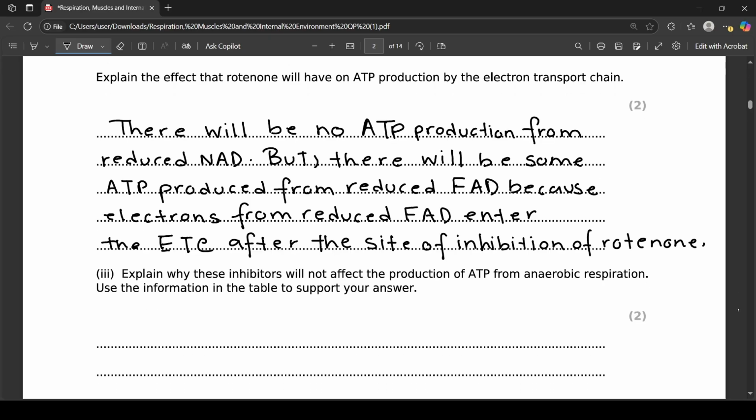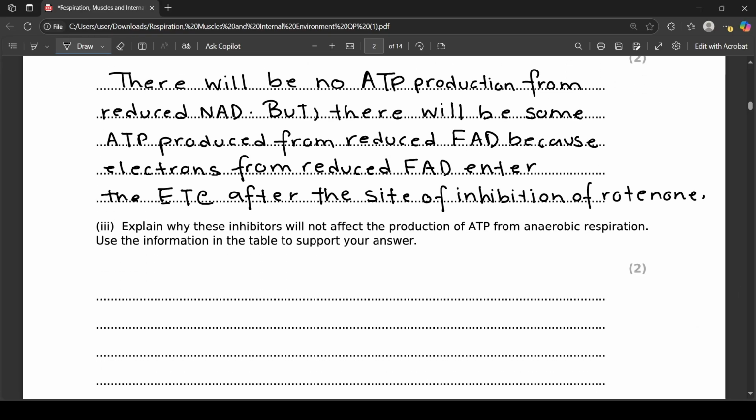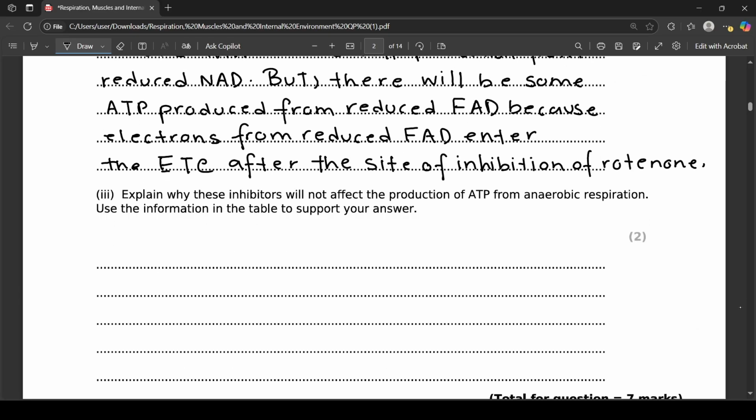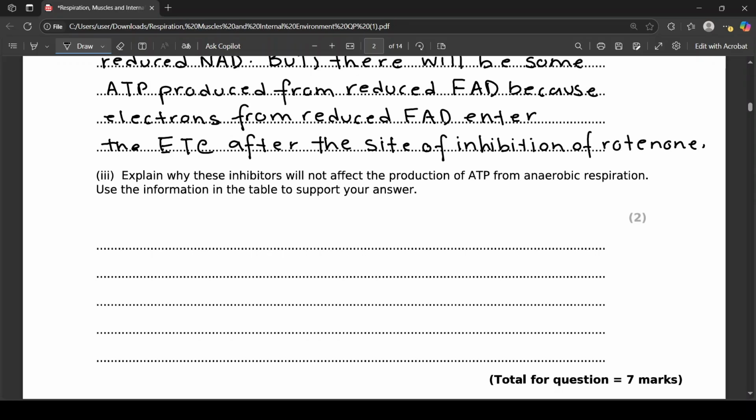Okay. Now the next question asks, explain why these inhibitors will not affect the production of ATP from anaerobic respiration. Use the information in the table to support you. So this question asks us why these inhibitors will not affect the production of ATP in anaerobic respiration. We have to explain why, and we can use the information in the table to support our answer. This is for 2 marks.